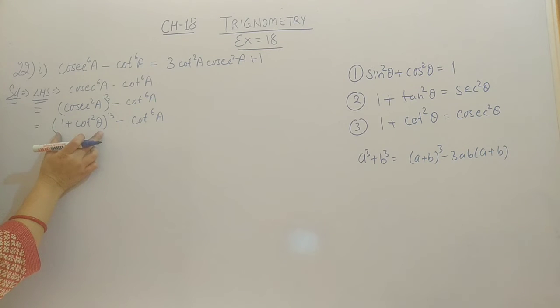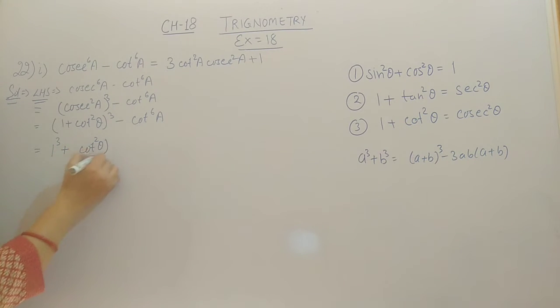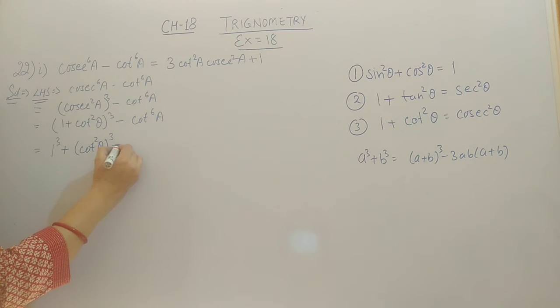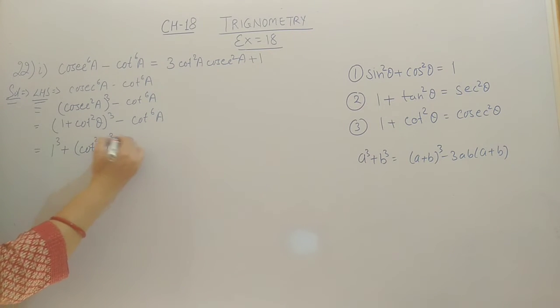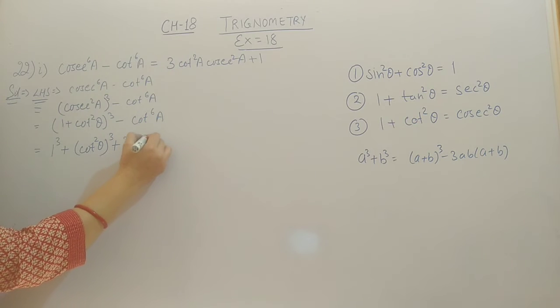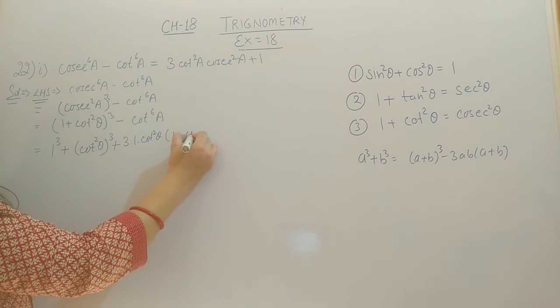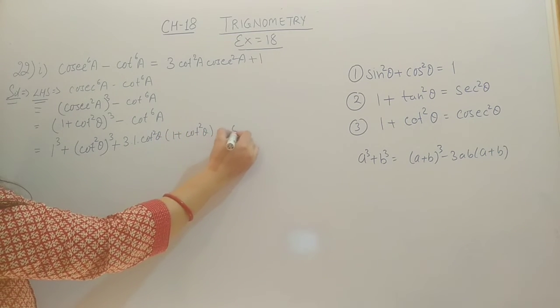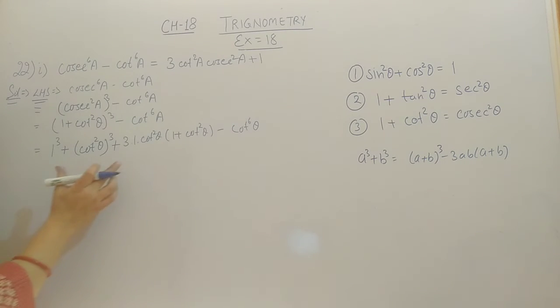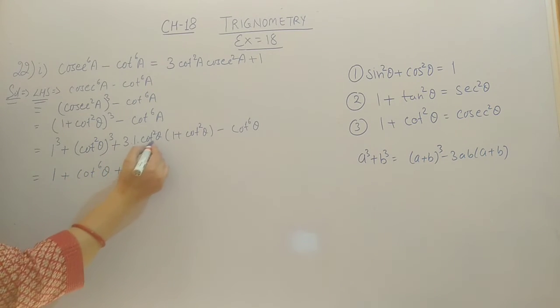Now this bracket we can open with the help of formula a plus b whole cube. So it will become a cube plus b cube, then plus 3ab in bracket a plus b. Here a is 1, b is cot square. So 1 plus cot square theta minus cot to the power 6 theta. Now this thing will be 1, this will become cot to the power 6 theta plus 3 cot square theta.